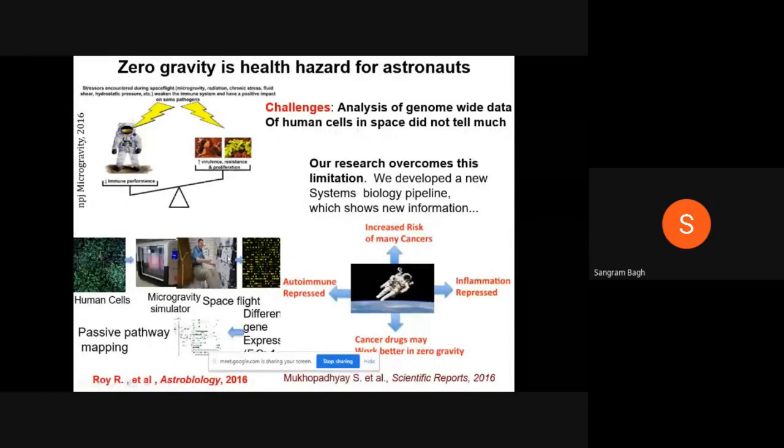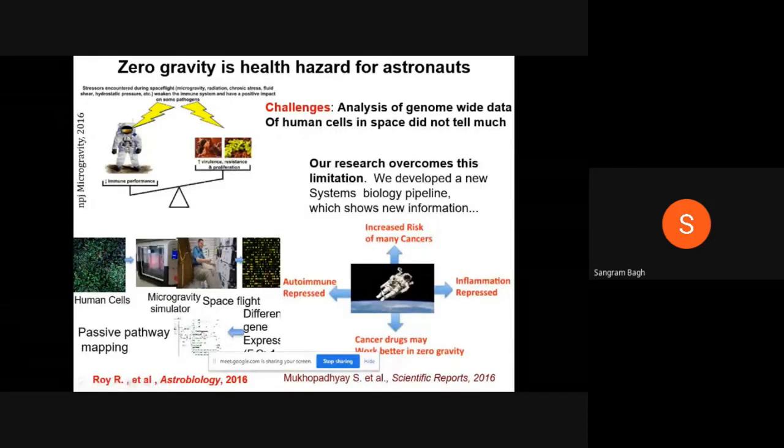However, somehow their statistical analysis technique is not that good. You cannot take a lot of information out of it. So we developed a systems biology pipeline using several statistical tools and machine learning algorithms, and we got several new insights that other people could not find from their own data, right? And then we published that. I'm not going into the detail.